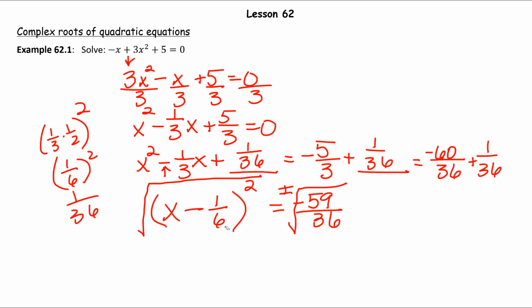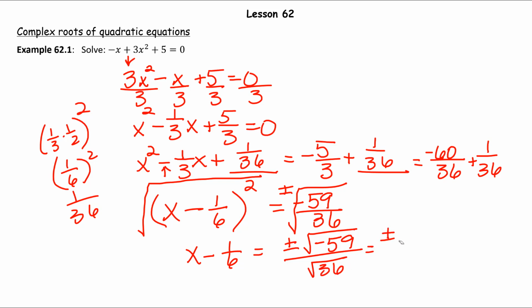And so the square root will cancel the square, and you'll end up at x minus 1/6. And on the right, you will have plus or minus the square root of -59 over the square root of 36. And that is going to be plus or minus the square root of 59i over 6. Now you want to get x by itself, and unfortunately I'm out of space, so I'm going to do it up here. I'm going to rewrite it. X minus 1/6 equals plus or minus the square root of 59i over 6.